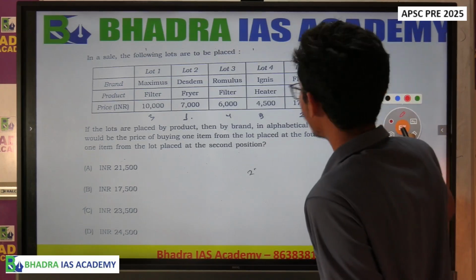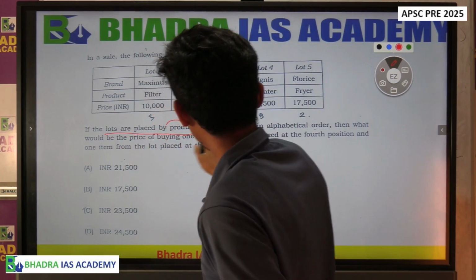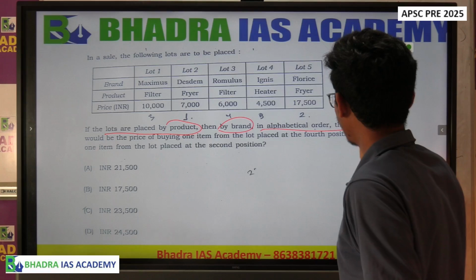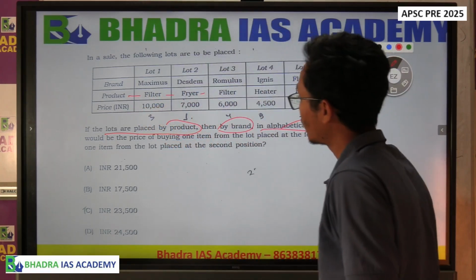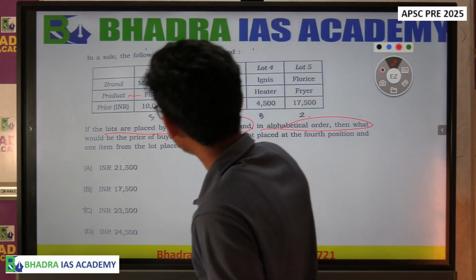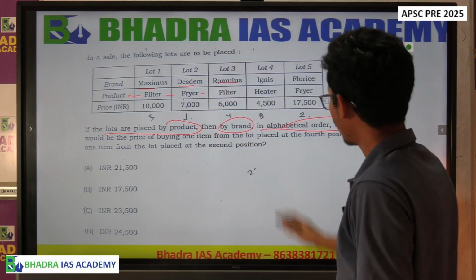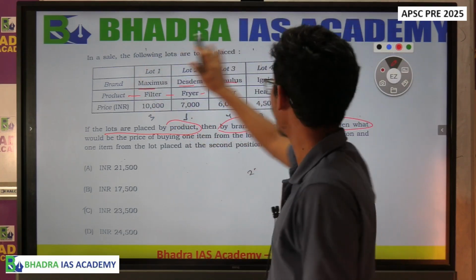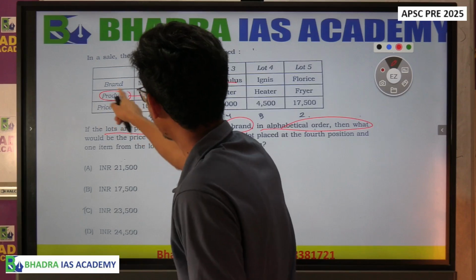A question says, if the lots are placed by product then by brand in alphabetical order. So product names are given, filter, fryer, heater like that, and brand names are also given, Maximus, Desdem like that, and they are arranged from lot 1 to lot 5 in alphabetical order. First we look at product, then brand.